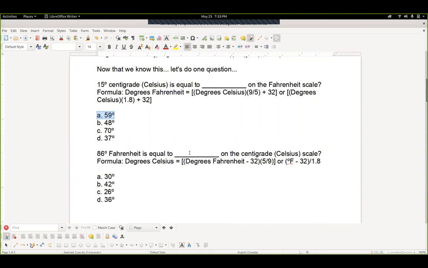So 86 degrees Fahrenheit is equal to what on the centigrade Celsius scale? So we're going to use the formula degrees Celsius equals degrees Fahrenheit minus 32, divided by 1.8, of course. So Fahrenheit minus 32, and that will be divided by 1.8.